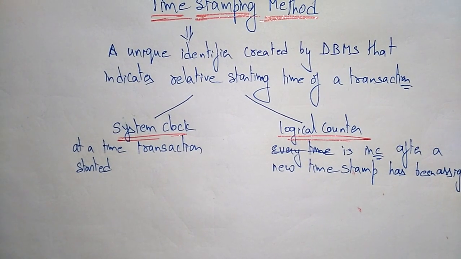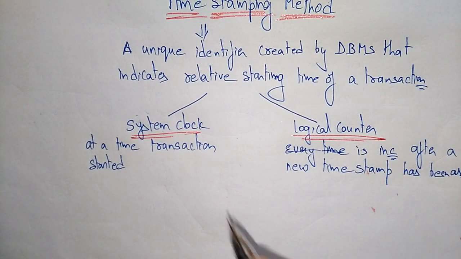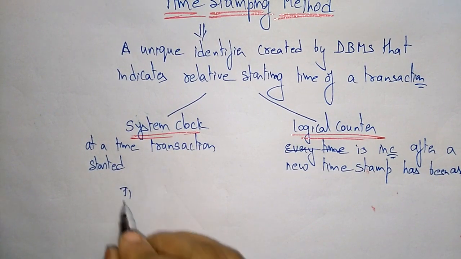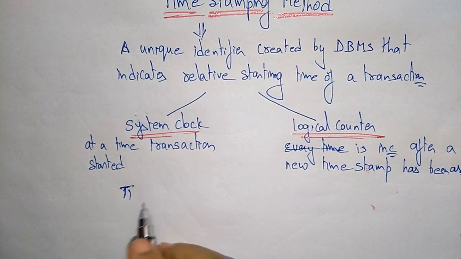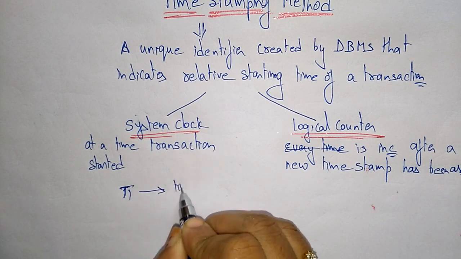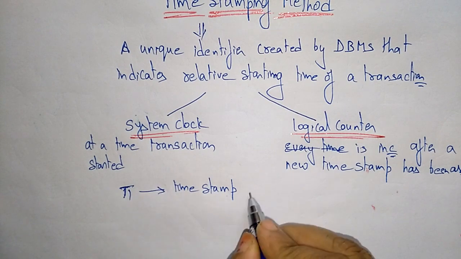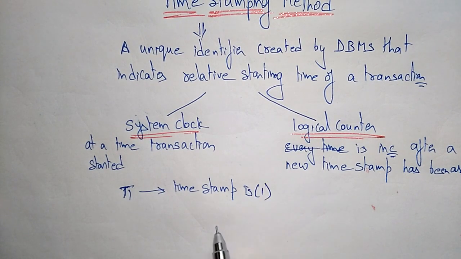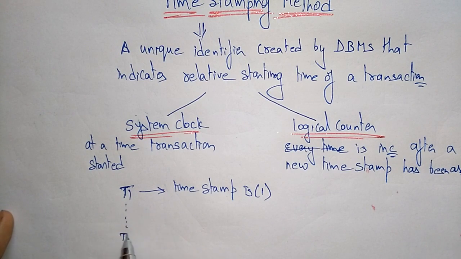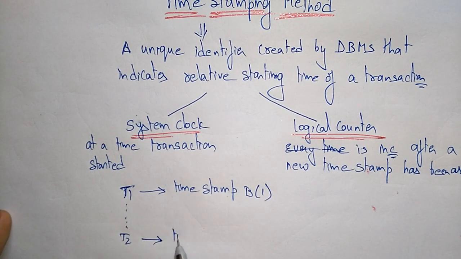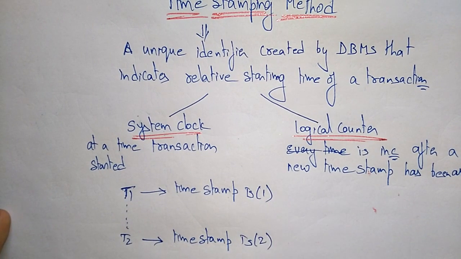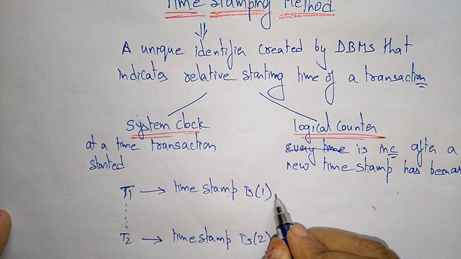Okay, so let us take that suppose T1 is the transaction. T1 is a transaction. So this is a timestamp. At the start of the T1 transaction, the timestamp is TS of 1, timestamp of 1. Okay, so it continues. After the transaction T1, T2 is started. So what is the timestamp of T2? Timestamp TS of 2.